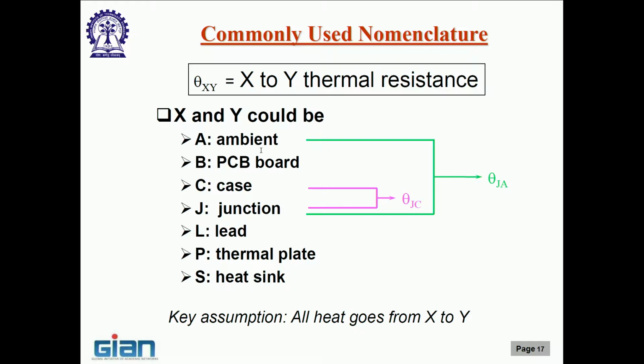Ambient is where you are putting in. B is typically the PCB board, whether it is the motherboard or the package. It depends on your configuration, whether the die is directly on board or on a package or a substrate, which in turn is connected to the motherboard. Case, now what is case? We will come to that. So, hold on to this for now.